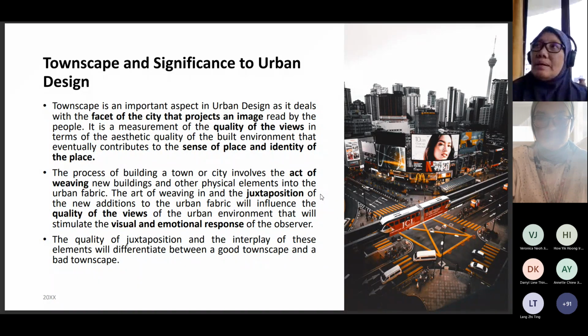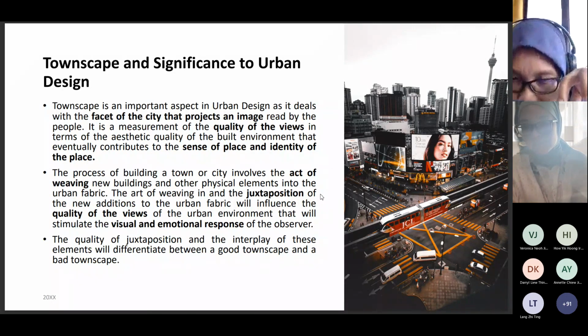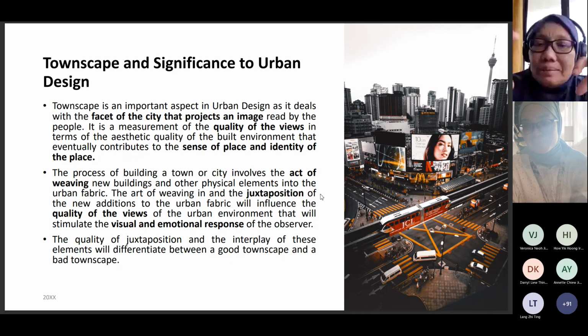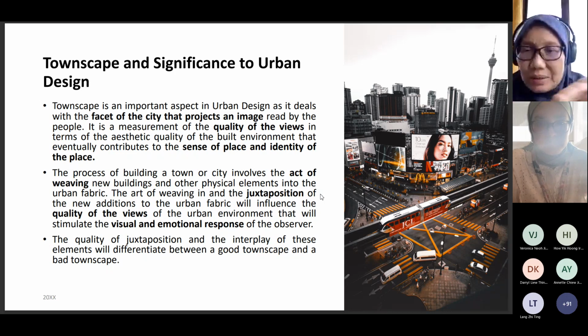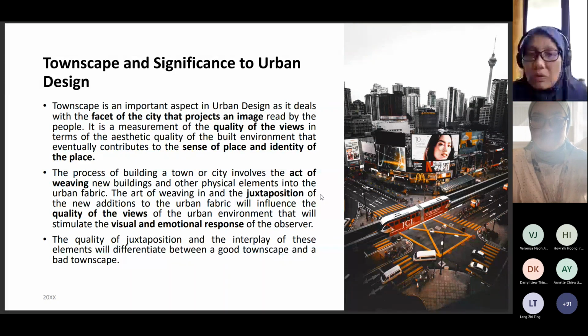So this process of weaving means not just plonking in. What we have now in Malaysia is that we just put things in at random, or following some kind of lines generated by the traffic, the roads. This is not weaving. To me, it is called plonking in. As long as you build within your site boundary, then you're okay. Weaving means when you want to build one building, you must see how this building is going to relate to the building next to it, in front of it, behind it, and also to the overall. That's called weaving.